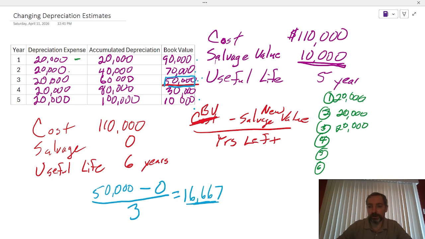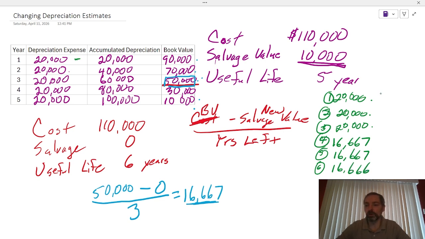Let's map out the depreciation expense for every year now. Years 1, 2, and 3, we're not going to go back and change those. We did $20,000 in expense each of those years. And then 4, 5, and 6, we changed our estimates, and so we're going to change our depreciation expense. We have 16,667, and I think if we do this right, the last year I just need to do 16,666 because of rounding there.